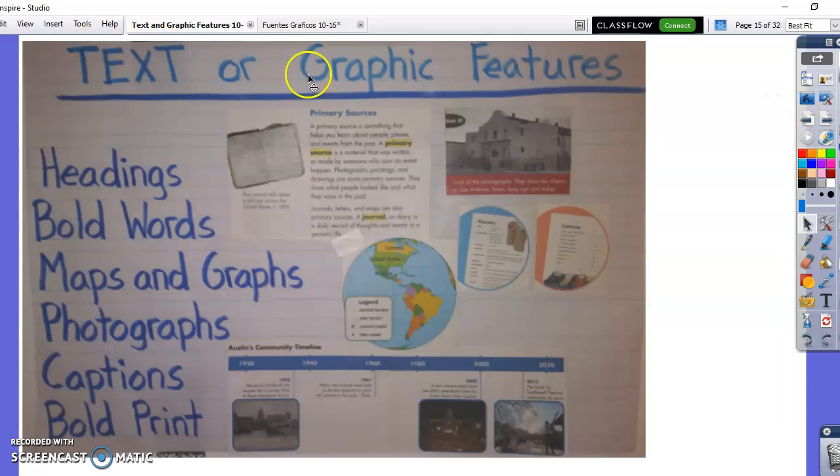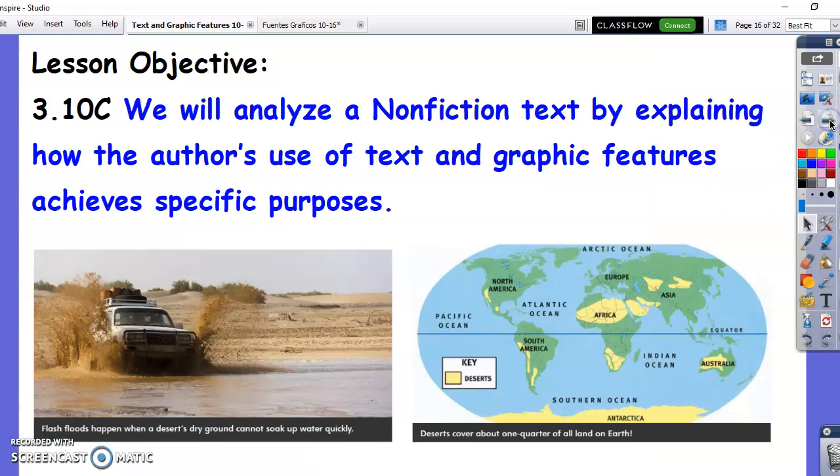This is my anchor chart that I did for text or graphic features. Remember, the text features are like headings and bold words or words in bold print. Sometimes you might see timelines or other types of graphs.